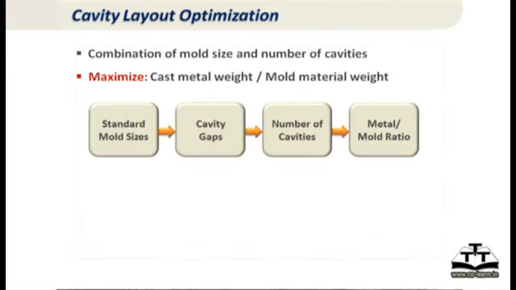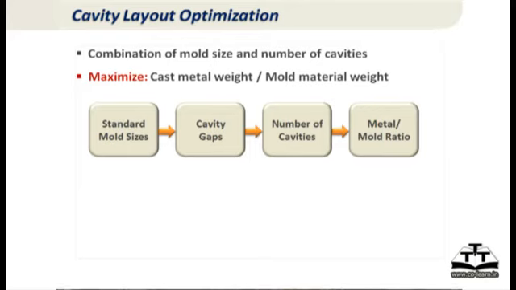So how do you really decide the best combination of mold size and number of cavities? You have two parameters here. You may have 3 different mold boxes in a foundry, and a particular mold box can take either 1 or 2 or 4 or 6 cavities. So which combination is best? Okay, how do you decide that?